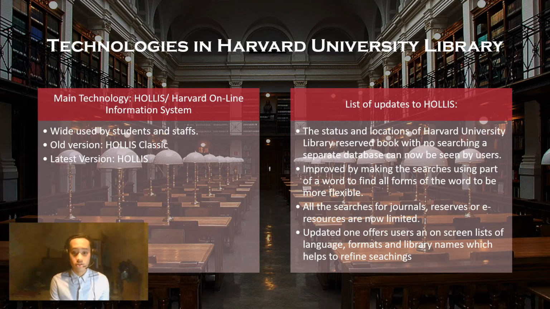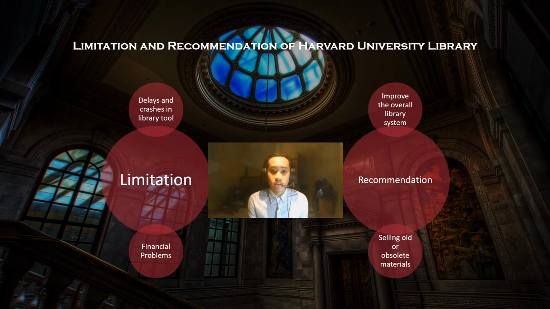The status and location of Harvard University Library reserve books with no searching are now separated in a database that can now be seen by users. Next is an improvement by making searches using part of a word find all forms of the word, to be more flexible. Third, all the searches for journals, reserves, or e-resources are now limited. And fourth, the updated one offers users an on-screen list of languages, formats, and library names, which helps them to refine searching. Next is the limitation and recommendation of Harvard University Library.